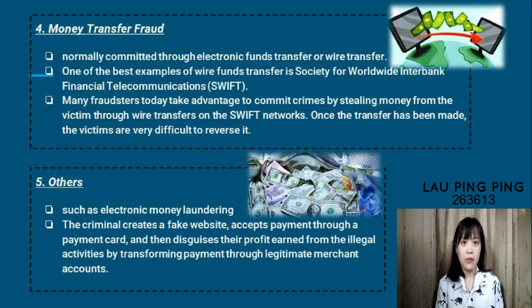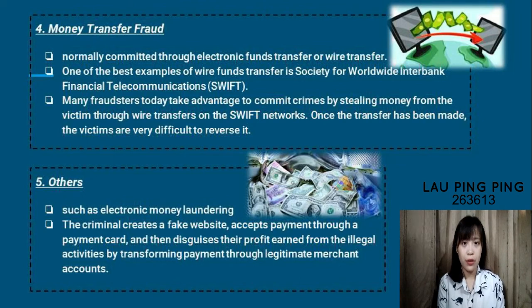Next is money transfer fraud. This kind of fraud is normally committed through electronic funds transfer or wire transfer. As we know, many fraudsters today commit crimes by stealing money from victims through wire transfer on the SWIFT network. This is because once the transfer has been made, it is difficult for the victim to reverse it.